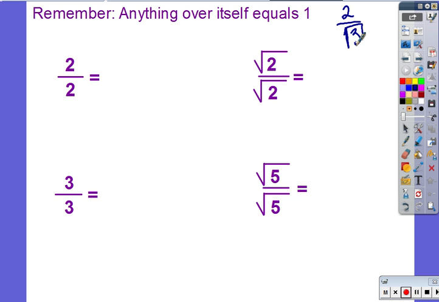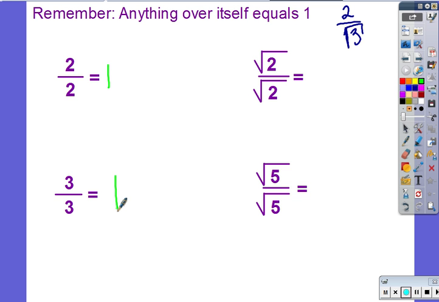And this is where these things that I call special ones come in. It's kind of silly, but it's what helps me remember. What is 2 over 2? 1. 3 over 3 is 1. Anything over itself is 1. So if you multiply something by 1, does it change what it actually is? It does not. So we can multiply something by a special 1 to get this radical out of the denominator.